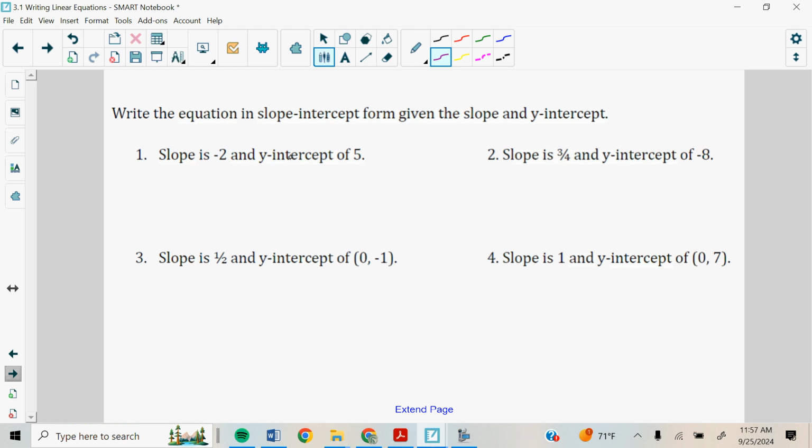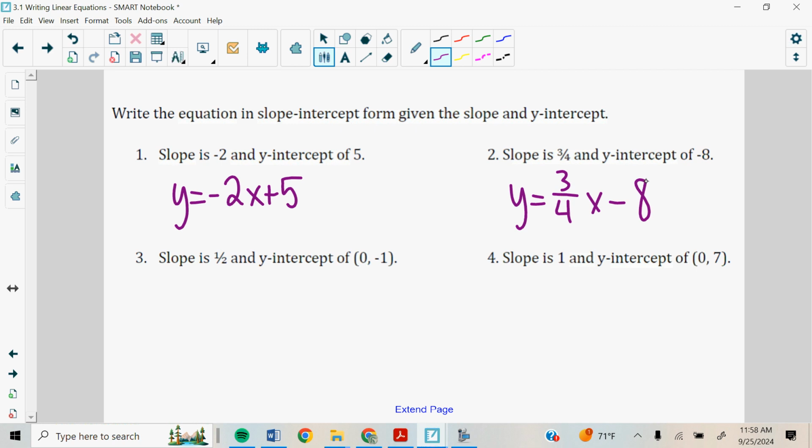So if we look at our first few examples here, we have the slope and the y-intercept, and we are going to write our equation in slope-intercept form. So y equals negative 2x plus 5. That's all we're asked to do. If we try 2, notice that our y-intercept this time is a negative number. So you can write minus 8. You could write plus a negative 8.